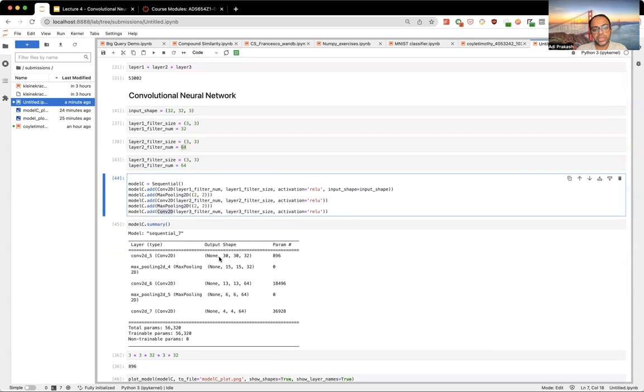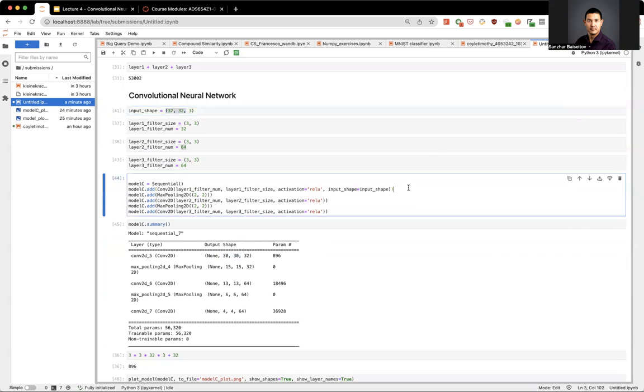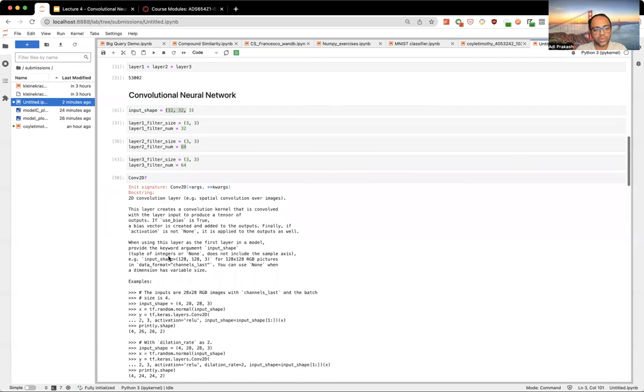the output shape is 30 by 30 by 32. 30 because? Anyone know why the height and width is 30 and not 32? After applying the filter, the size becomes less. Exactly. So if you want, we could change that.